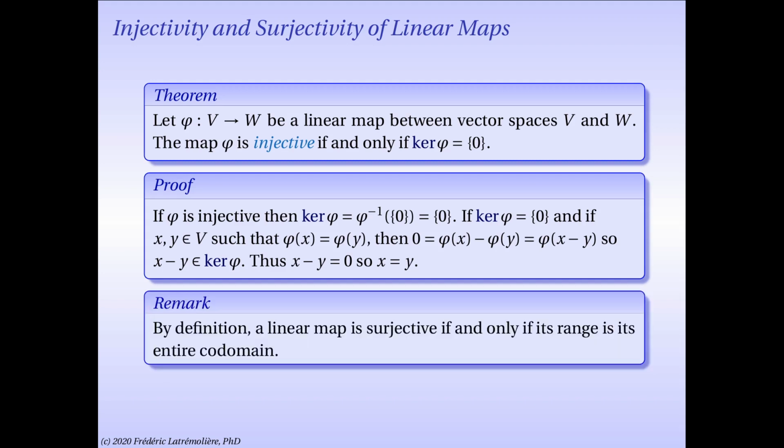I'll make a remark, it's not a proof or a theorem, it's just a definition. By definition, of course, what it means to be surjective for any function is simply that the image of the domain is the entire codomain. So here, by definition, a linear map is surjective if and only if its range is its entire codomain. I just indicated this because in the previous slide we talked about the range and the kernel as these two spaces naturally associated with a linear map. Both of them characterize a fundamental property of the map.